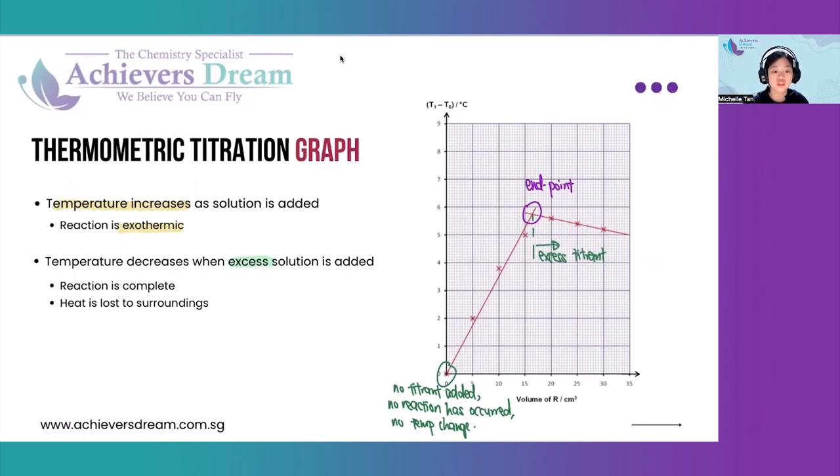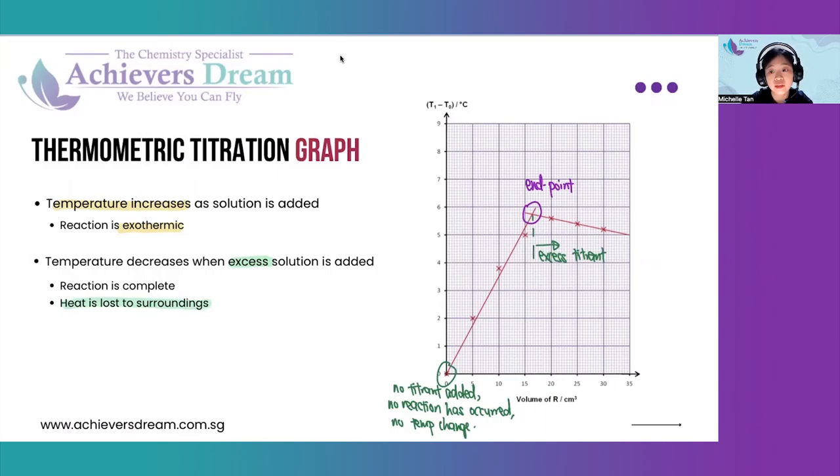Okay, the temperature actually decreases, or is expected to decrease, because the reaction is already complete. And as we're adding more solution, that heat is only further distributed in the increasing volume of solution, and heat is also lost to the surroundings. Okay, so this is what's expected.